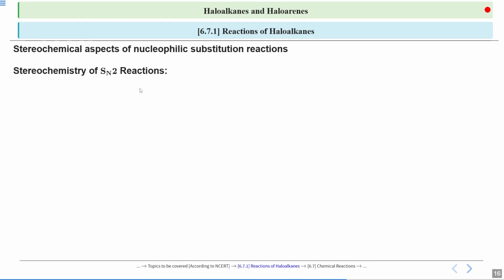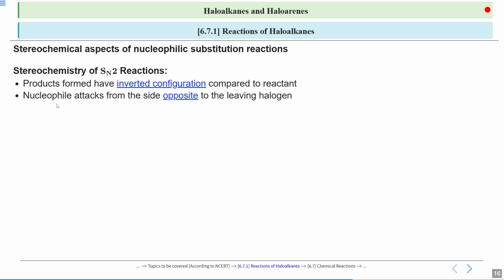Stereochemistry of SN2 reactions. We have seen the SN2 reaction, right? If you talk about the stereochemistry, the products that form have inverted configuration compared to the reactant configuration. How? The nucleophile in the SN2 reaction attacks from the side opposite to the leaving halogen, or the carbon-halogen bond. So the nucleophile is attacking from the opposite side. Back attack is happening in the SN2 reaction.